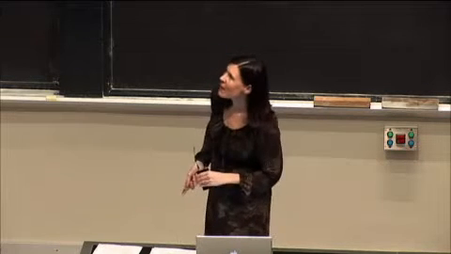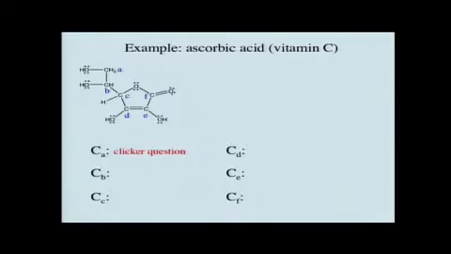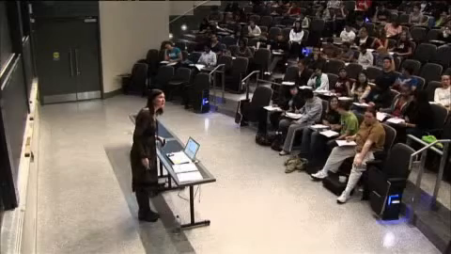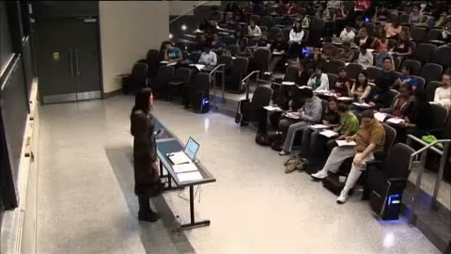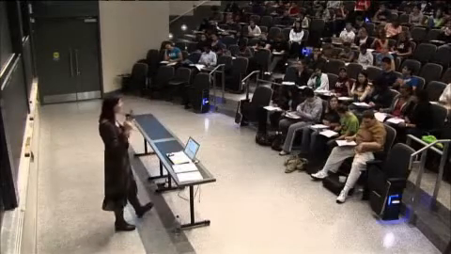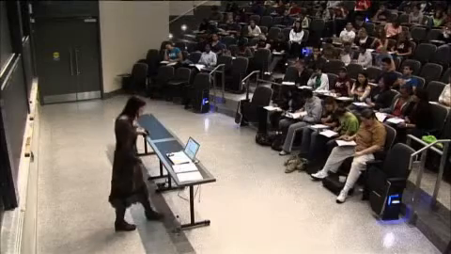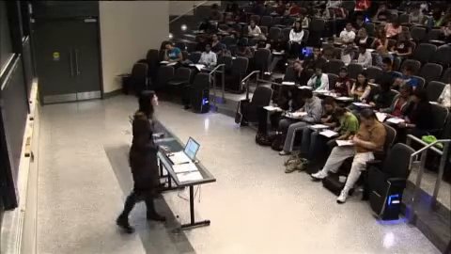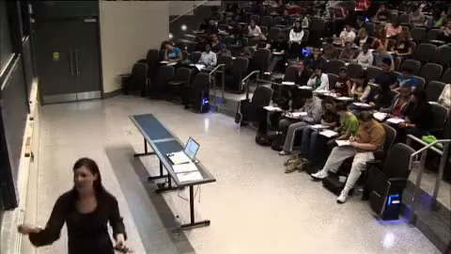So if we're thinking about vitamin C and we're talking about carbon A, how many things is carbon A bonded to? 4 things. We have 2 hydrogen atoms, an oxygen, and then another carbon. So if it's bonded to 4 things, we need 4 different hybrid orbitals, so it needs to be sp3 hybridized.